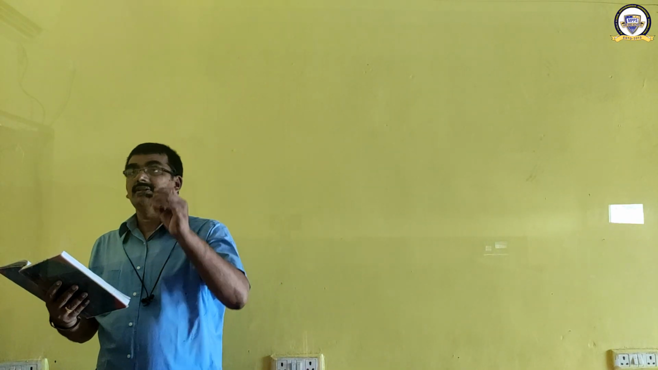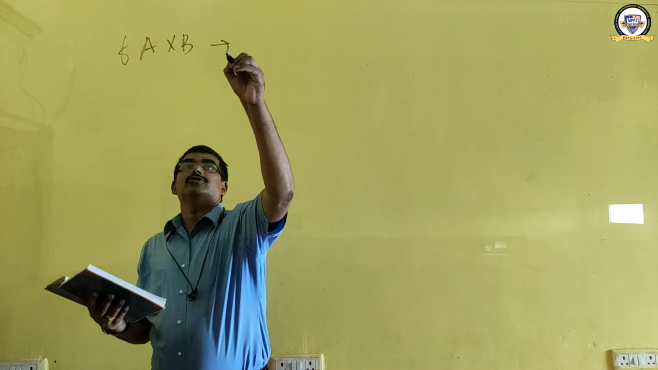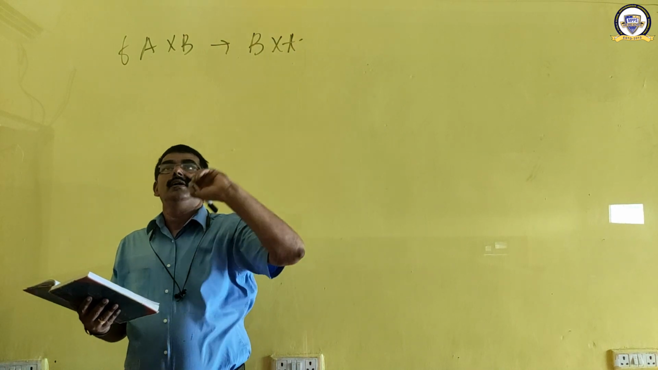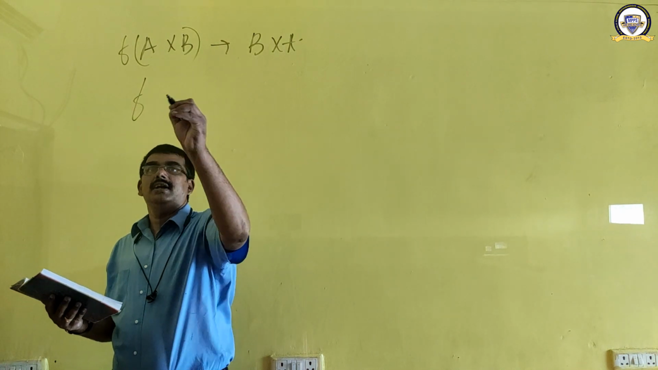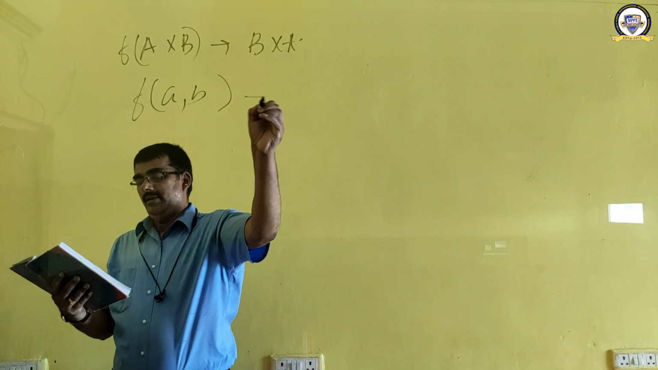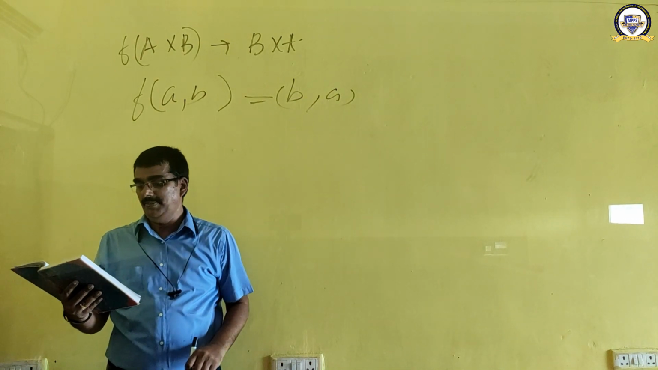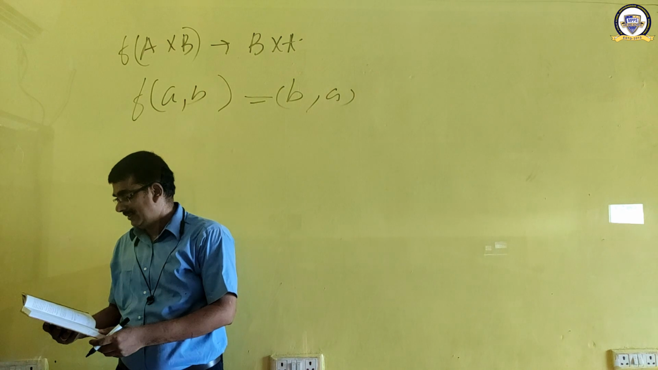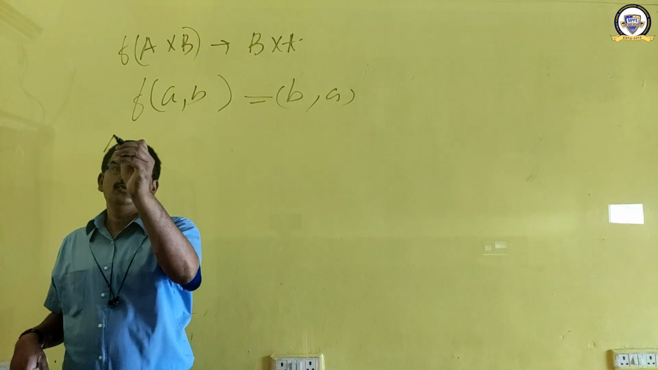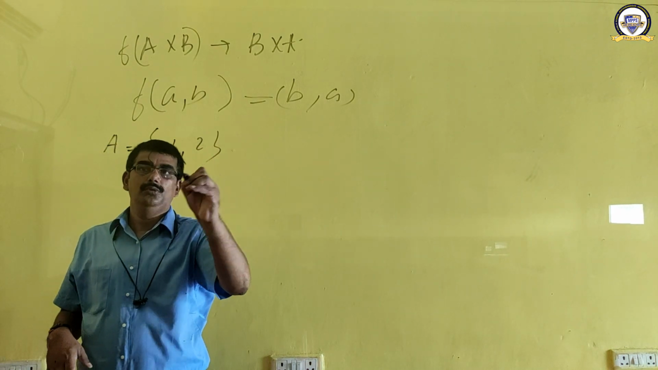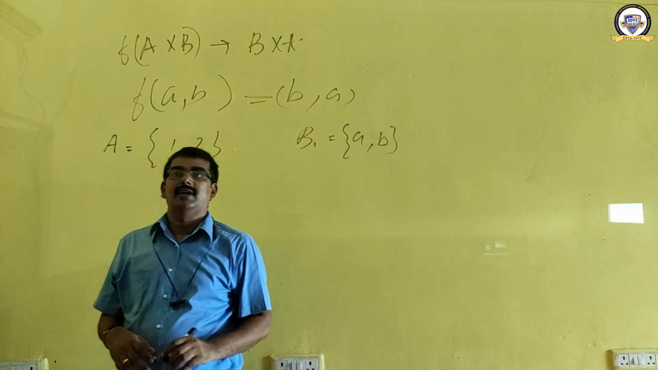Next case, another function. Function A cross B to B cross A, such that the function defines (a, b) to (b, a). You have to prove that it is a bijective function. For that, let A is equal to {1, 2}, let B is equal to {a, b}. Two sets you can consider.